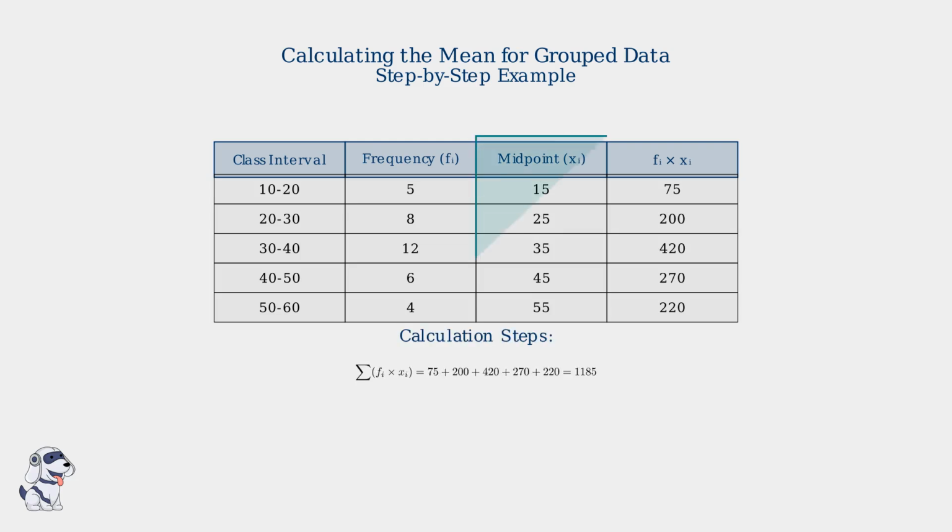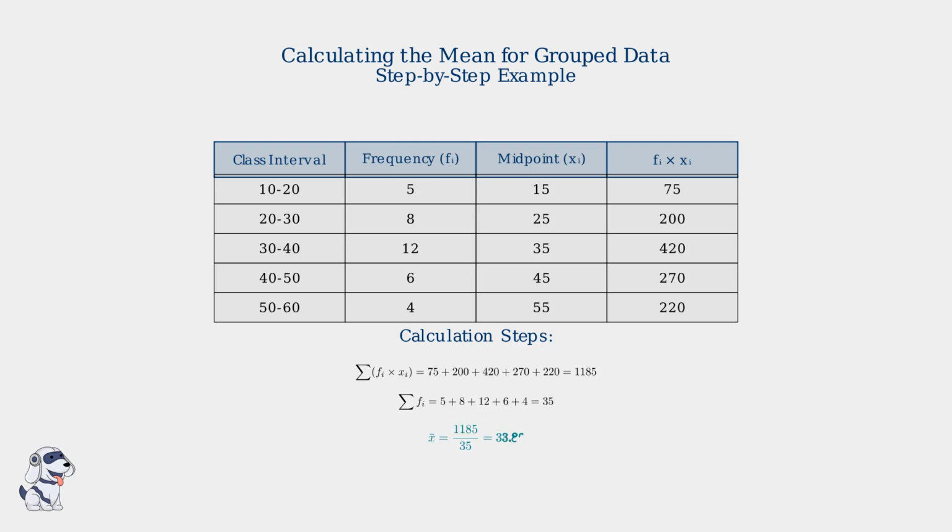First, we sum all the Fi times Xi values. 75 plus 200 plus 420 plus 270 plus 220 equals 1185. Next, we sum all the frequencies. 5 plus 8 plus 12 plus 6 plus 4 equals 35.